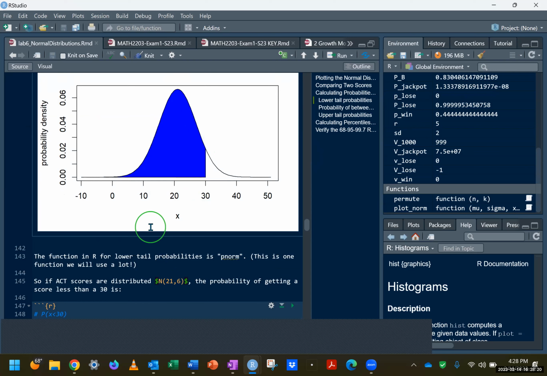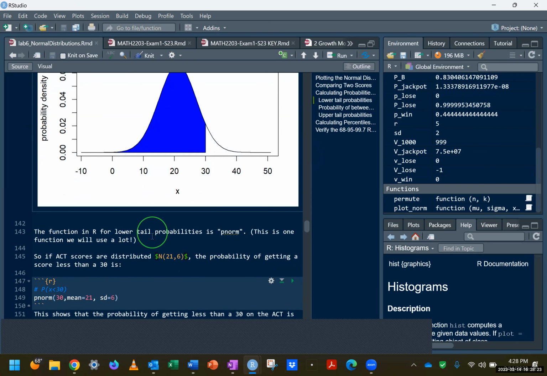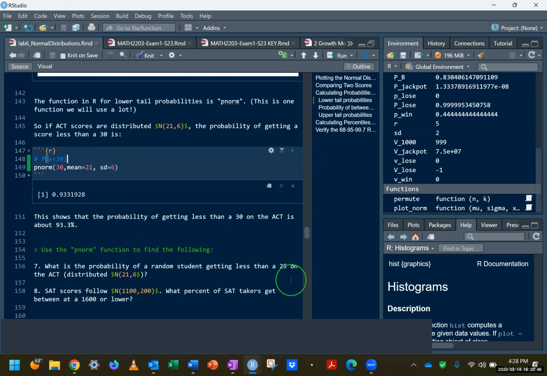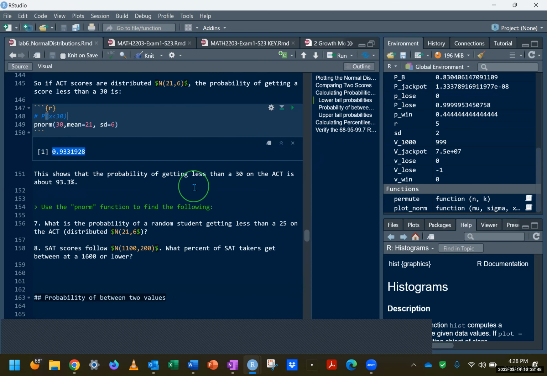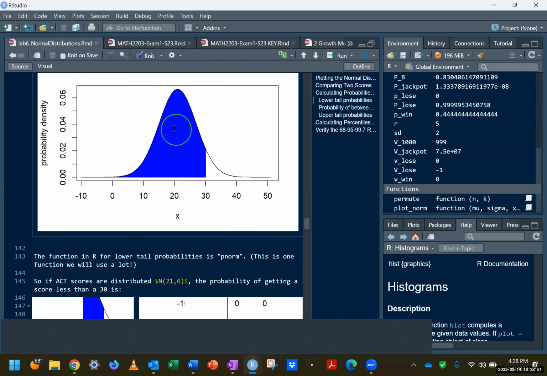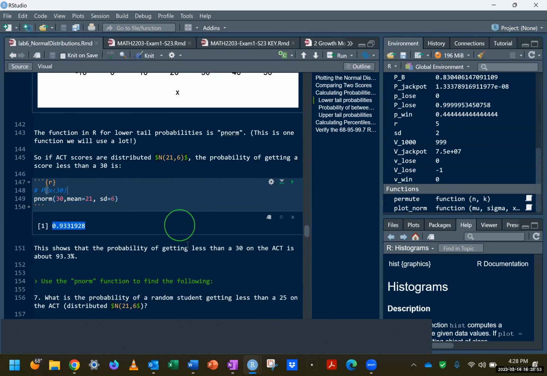And so here is how we're going to calculate these probabilities. We're going to use this special function, pnorm. What pnorm takes, firstly, is the value we want the lower tail probability for. And then we always want to specify the mean and the standard deviation. If we run this, it gives me a probability, 93%. So this area here is 0.93, and it tells us there's a 93% chance of getting less than a 30 on this score.